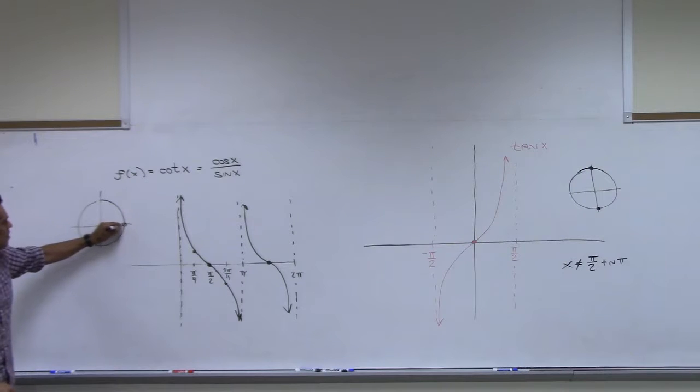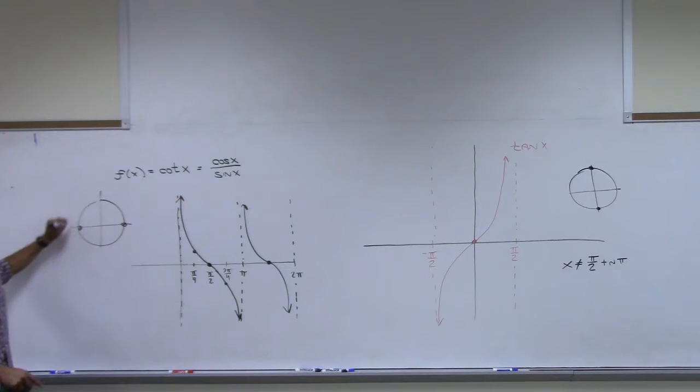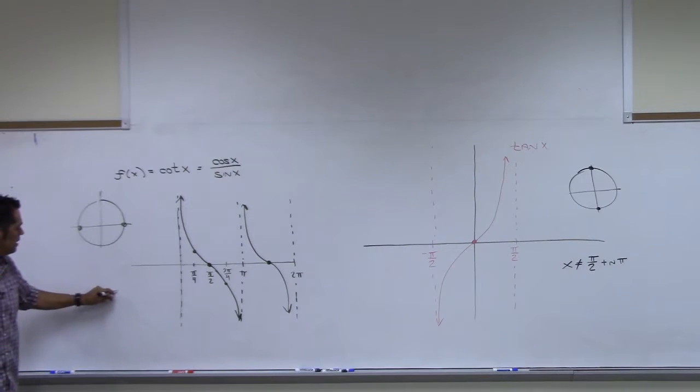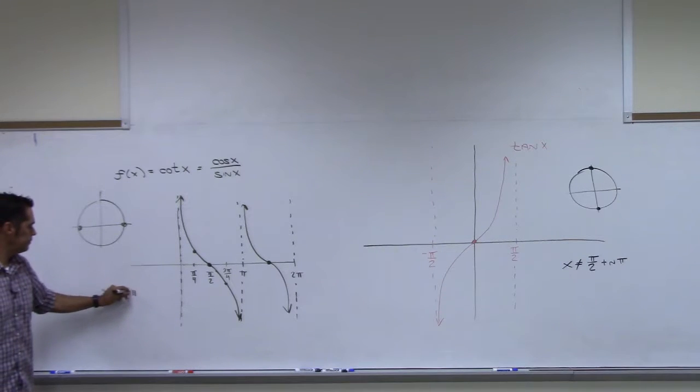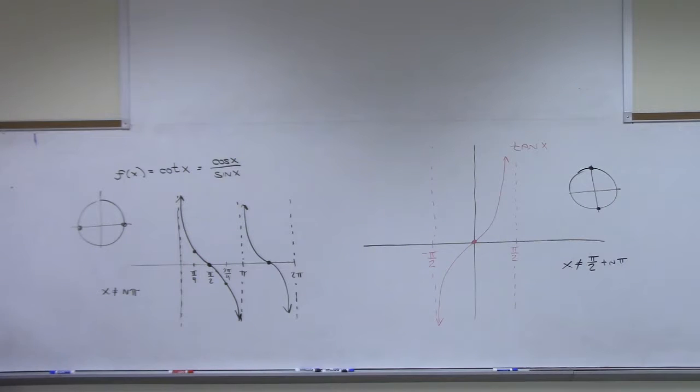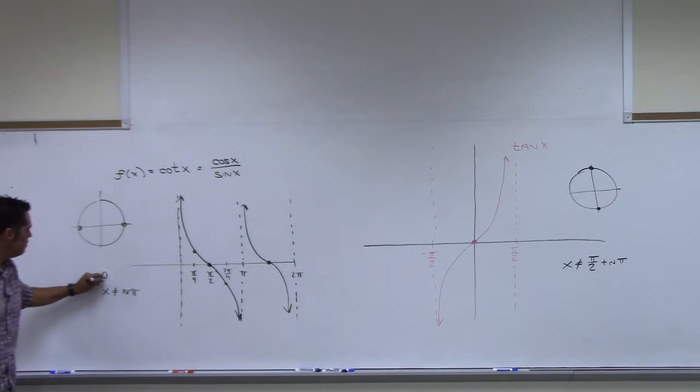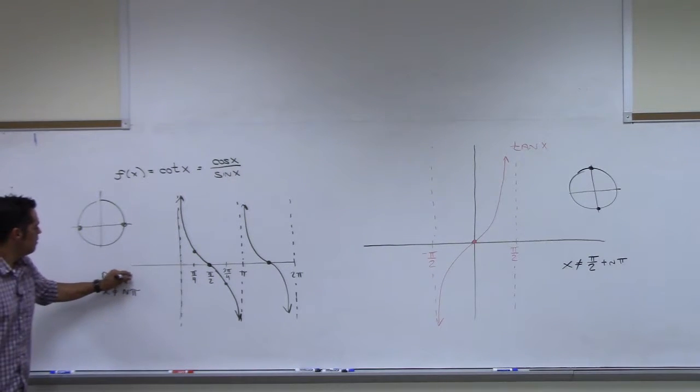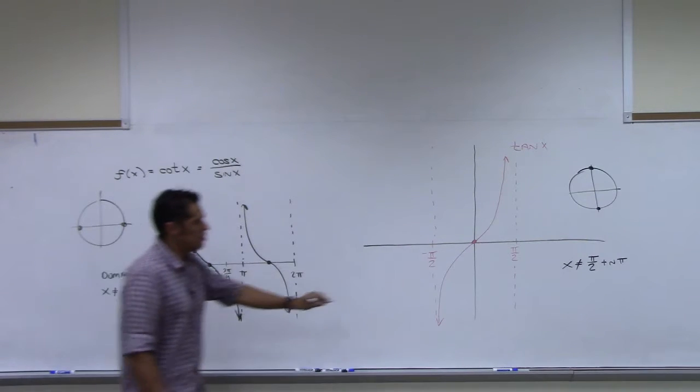And then over here for this one, where do we have our problems? At 0 and pi, right? So at pi, 2 pi, 3 pi, 4 pi. So we would just say x can't be n pi. So this is your domain here for cotangent. This is your domain for tangent.